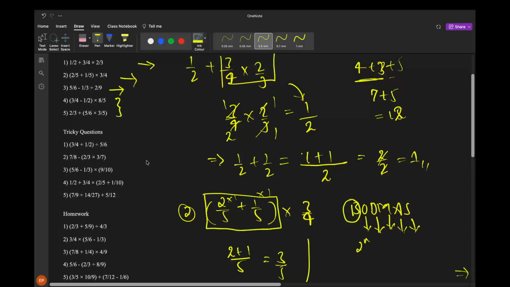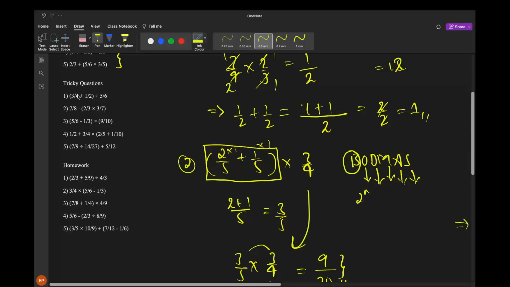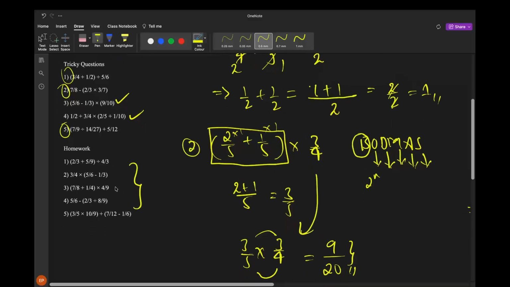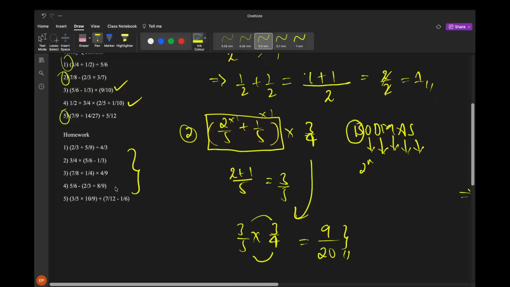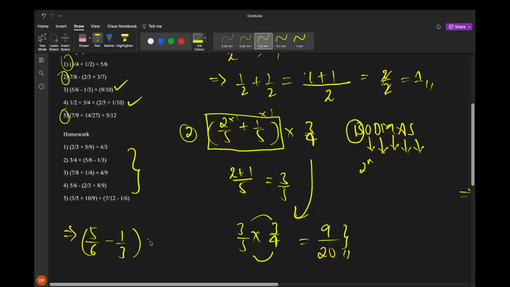Try these two questions and we'll solve this one and this one, and 1, 2, 5 and these questions as homework. Let me solve the third question. Let me write here: 5 by 6 minus 1 by 3 into 9 by 10. Okay.